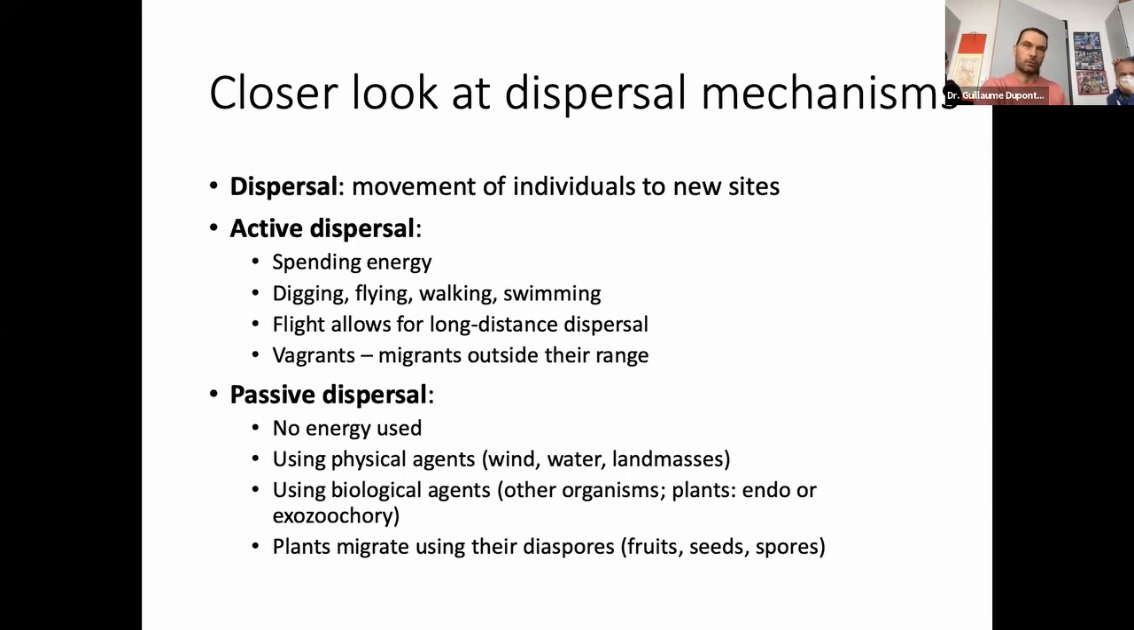Then we have passive dispersal, where things are being moved by other agents. For instance, over long time scales, continental drift will move organisms from one place to another, just with the moving mass. But wind can, for instance, disperse little insects or spiders. You can also hitchhike on another animal. For instance, a tick on a bird can fly from one continent to another. And plants use so-called diaspores, fruits, seeds, spores, or pollen to disperse.